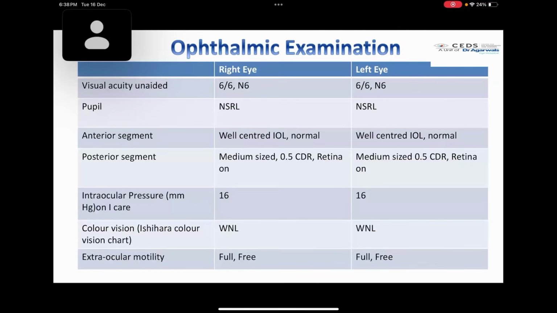So looking at her examination, as we can see, her visual acuity unaided was 6/6 in both eyes. When I saw her, her pupils were normal size, normal shape, reacting to light. Her pressures were within normal range, 16, measured on eye care. Her anterior segment showed very well-centered multifocal IOL implants. Her fundus examination was also normal, 0.5 CDR, her color vision was documented to be normal, and her extraocular motility was full.